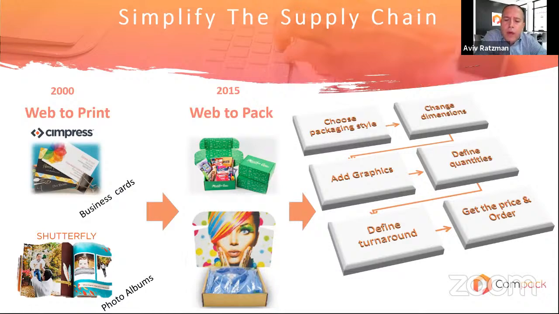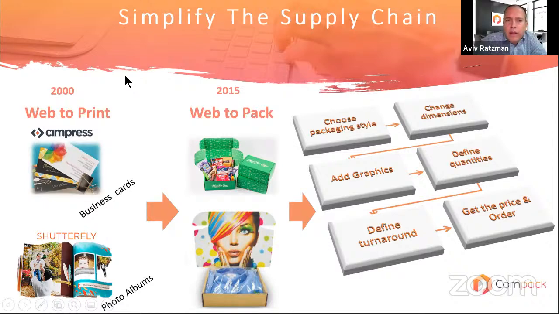You can go to one of the websites, choose the packaging style, change dimensions, add graphics, define quantity, define the turnaround, and there are players that can bring you a turnaround of 24 hours. You order and wait for the product that will arrive in a few days to your doorstep. So this is where the market is changing to.